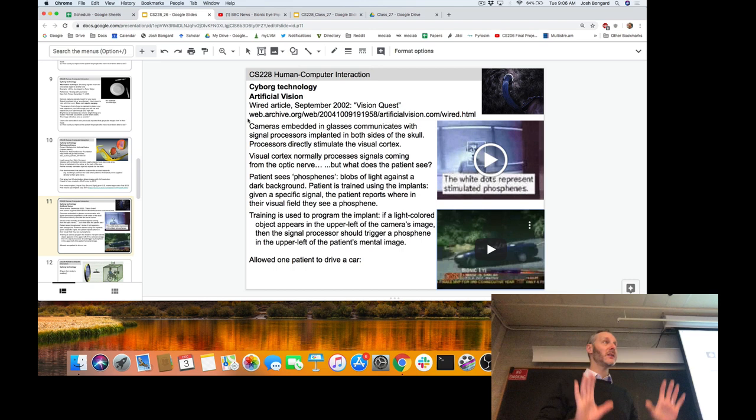Okay. Don't know if this person is quite roadworthy, but pretty amazing, right? Obviously, some of these are early prototypes of various sense organ prosthetics. This has come a long way. We're going to switch gears now and look instead at motor cybernetic implants.